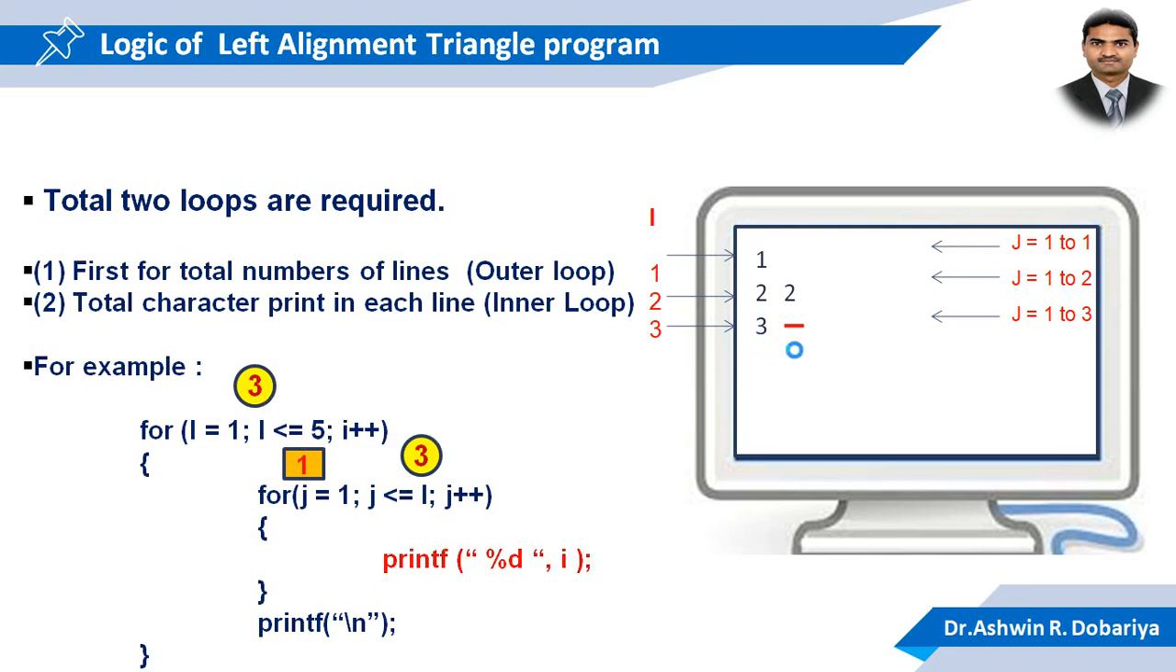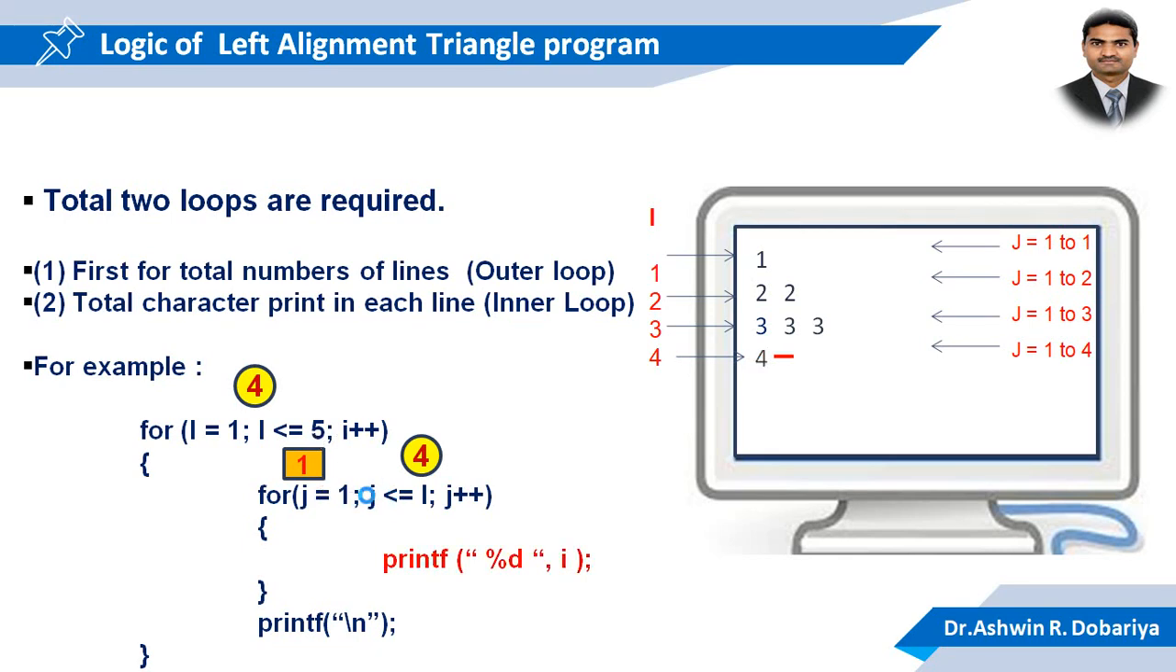So first time j is 1, then display the value of i, 3, then j becomes 2, again it displays the value of i, again j becomes 3, again it displays 3. Now j becomes 4, then this condition becomes false. Then again the cursor control moves to the next line. Again i becomes 4, then again 4 less than 5 condition becomes true.